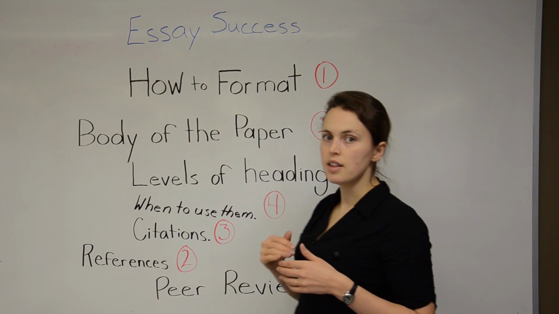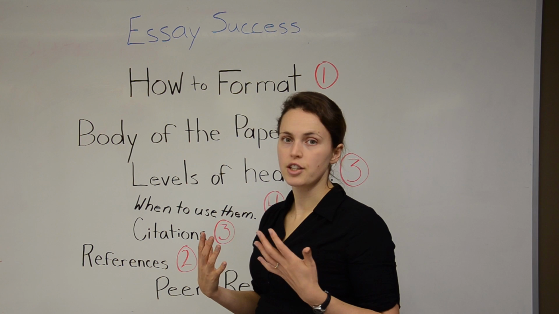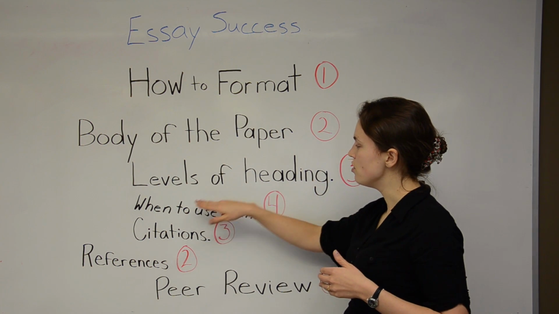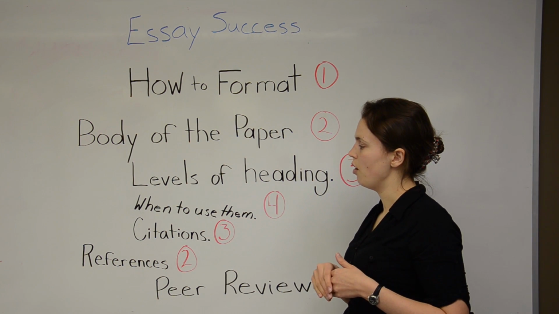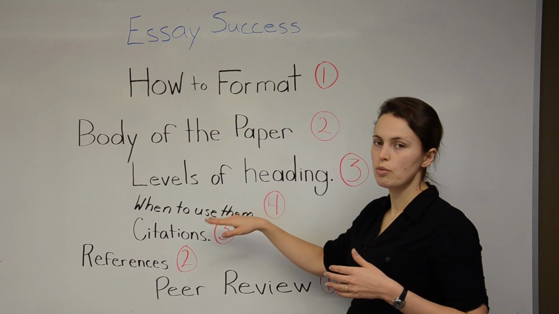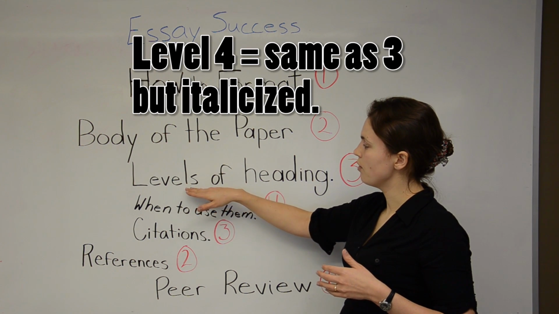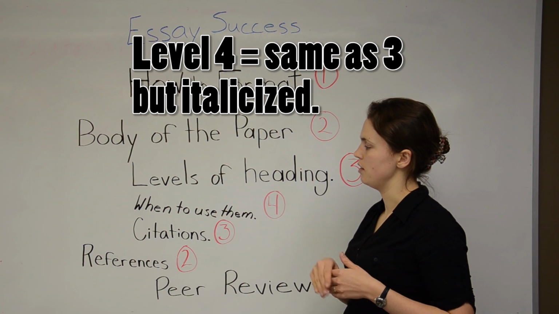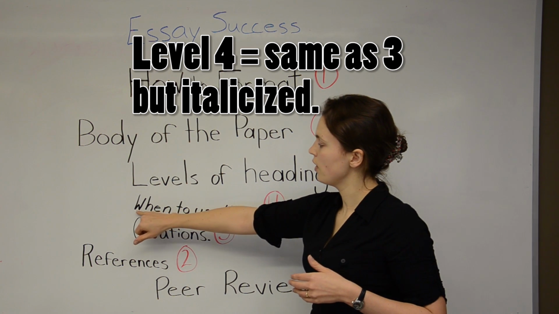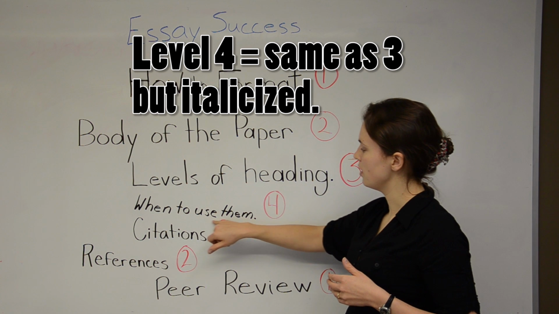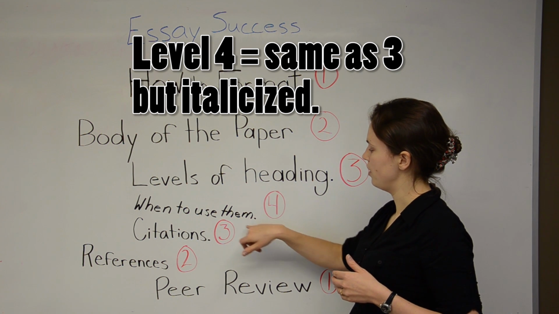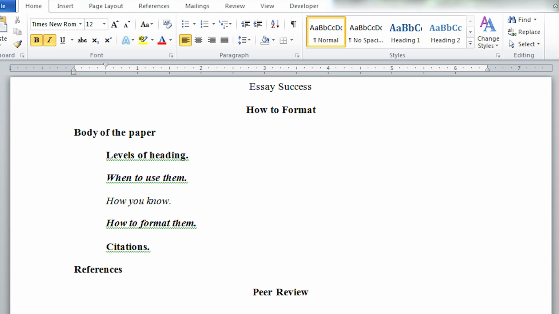Okay? Underneath that, you may have other subsections, such as when to use levels of headings and how to format them. Those would be Level 4. They're almost like Level 3. The difference is that you italicize them. So they're still bolded, they still have a capital letter at the beginning, the rest of the lettering is small letters and they have a period. Now, you don't want to overuse levels of headings, but if you had a 5th level, it would be the same as Level 4, except that you don't bold it.